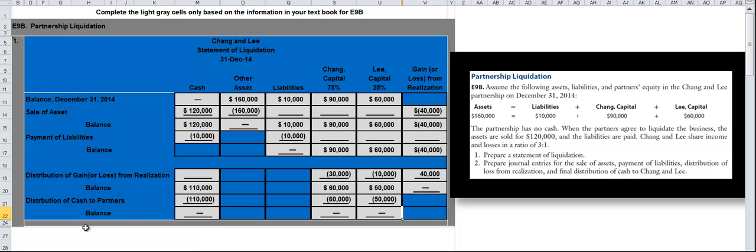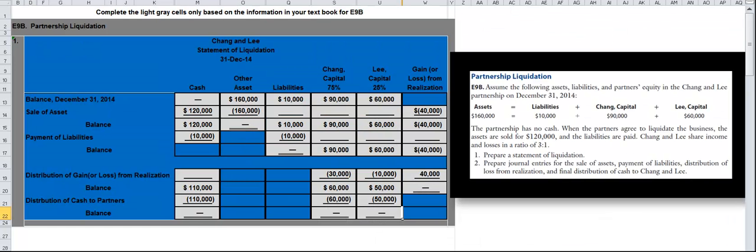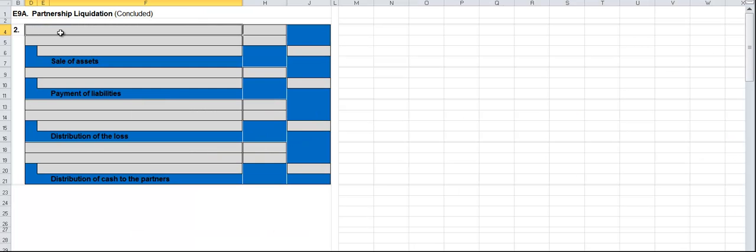So then we need to do journal entries. This next tab down here is the preparation of journal entries from the transactions that we just did on the previous page. So we can flip back and forth and figure out what we need to do. We had $120,000 in cash that we received for the sale of our asset. So we're going to debit our cash account for the $120,000 that we received. And then remember in that transaction we had a gain or loss realization of $40,000, and that was how we were able to close out our asset accounts that were valued at $160,000.